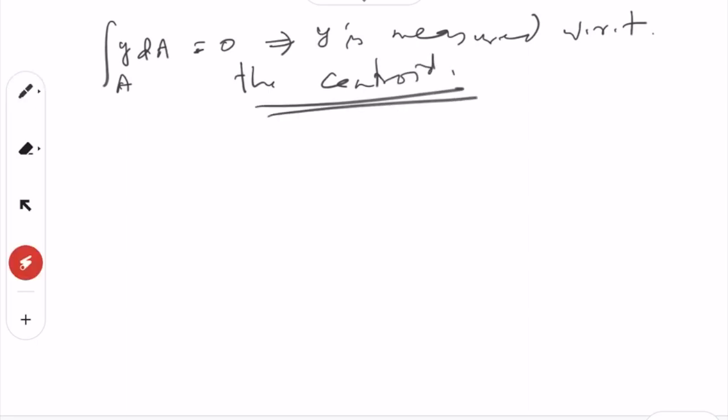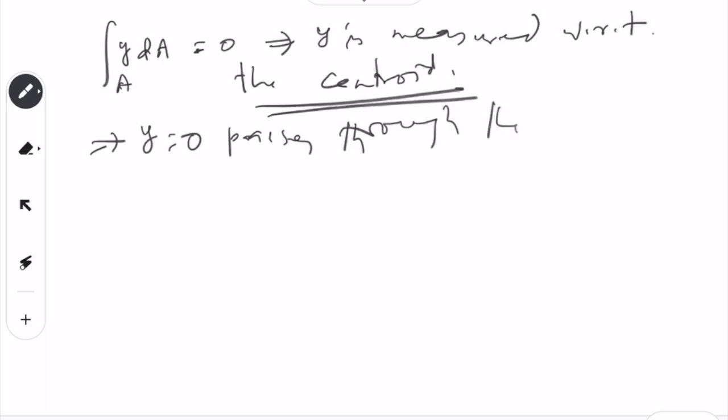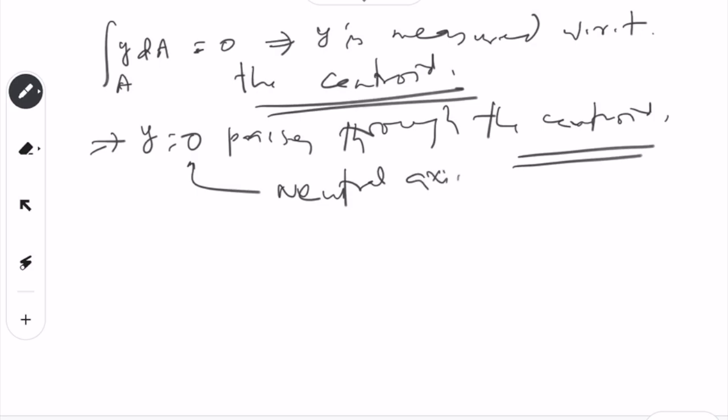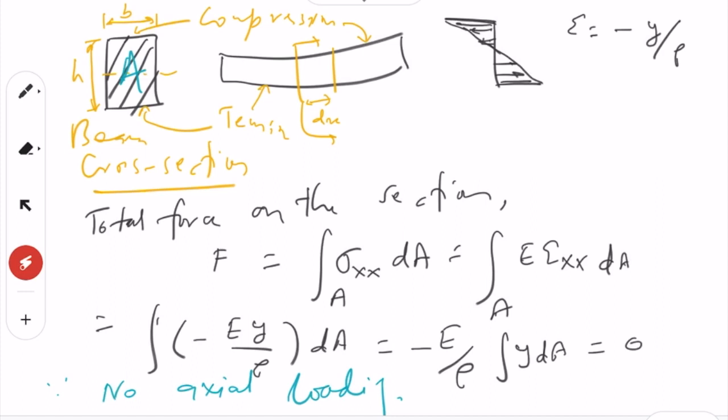So this is only possible when y is measured from the centroid, that is, y equal to 0 passes through the centroid. So then only that condition is true. So y equal to 0 passes through the centroid, or y equal to 0 is also the neutral axis. Okay, now this is what we get from that.